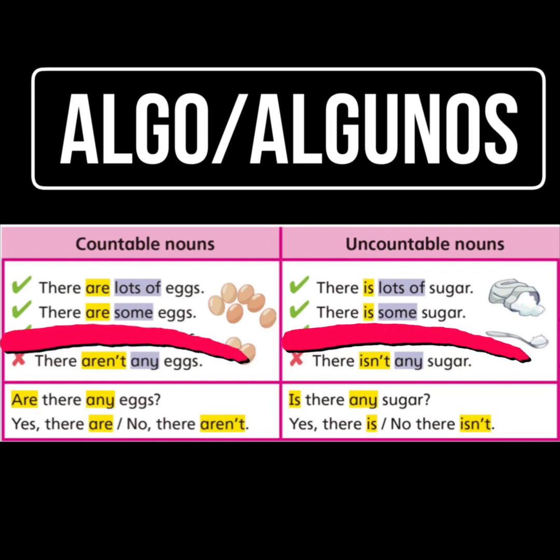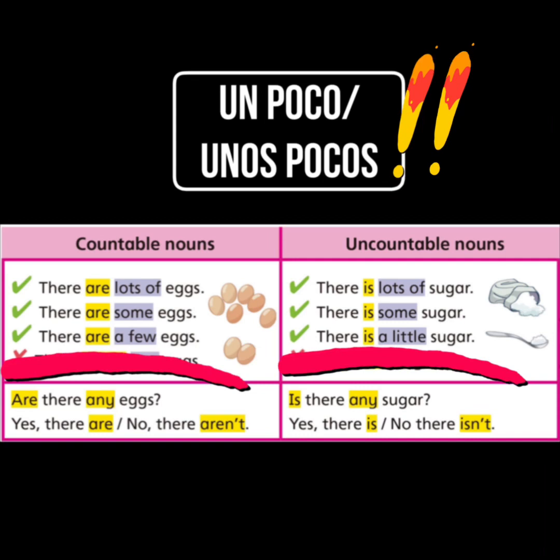Examples: there are some eggs, which means hay algunos huevos, or there is some sugar, which means hay algo de azúcar. Pay attention to this one because it's different for countable and uncountable nouns. When in English I want to say unos pocos, with countable nouns I need to use a few. For example, there are a few eggs, or there are a few books.